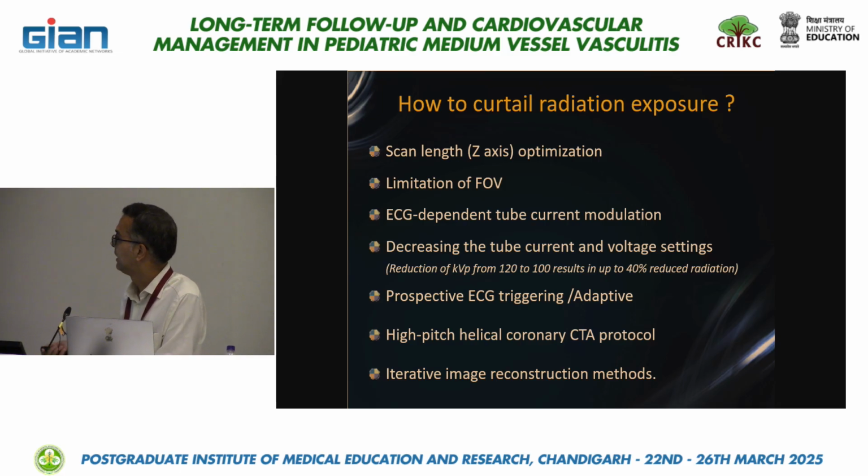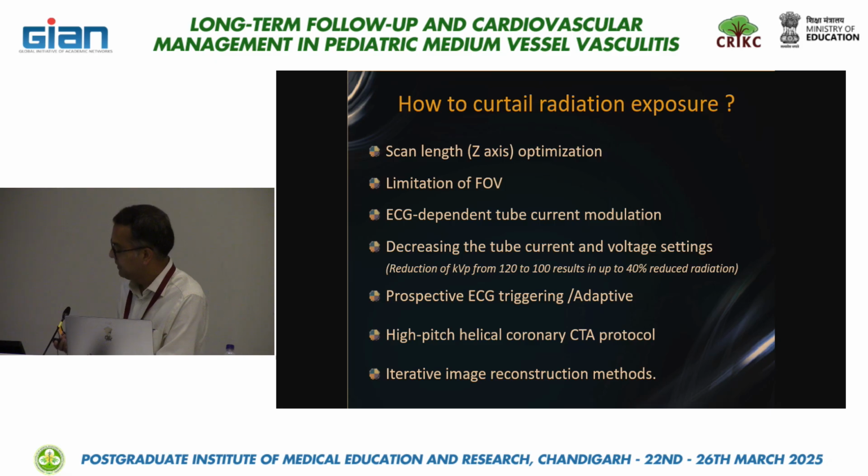Nowadays the machines are intelligent enough to have CARE Dose and CARE kV voltage settings, which are automatically set as per the patient's body weight. Otherwise, in kids we usually do it with 80 kV. Even a 20 kV reduction will result in nearly half of the radiation burden. And we do prospective ECG triggering with adaptive sequence.